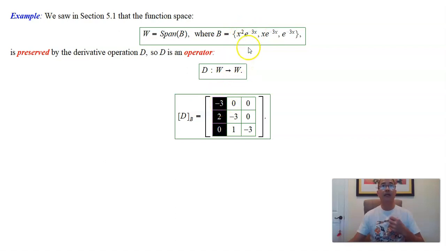So it's negative 3x squared e to the minus 3x plus 2x e to the minus 3x. The third coefficient is 0, so that third function does not appear in the derivative.